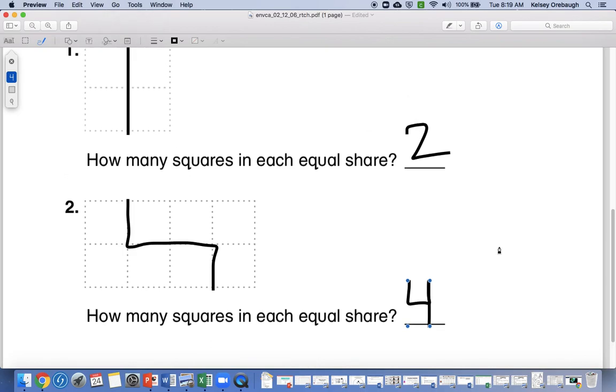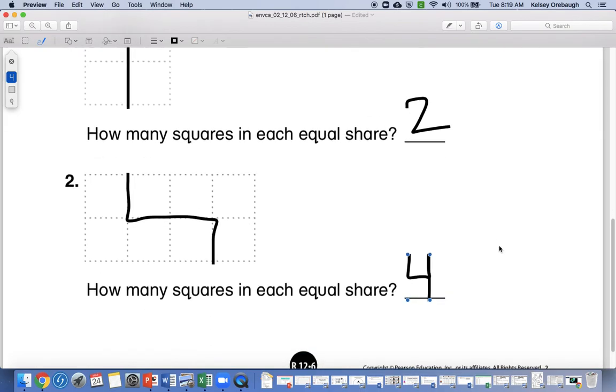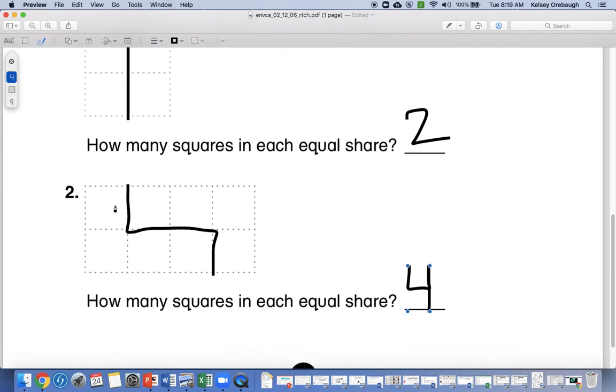So this is a fun lesson because you can kind of play around with your shapes, with your rectangles, but the important thing is if you're going to create equal shares, you have to make sure that you have the same number of smaller squares in each of them, okay? So if you don't have the same number of squares in each share, we can't call them equal.